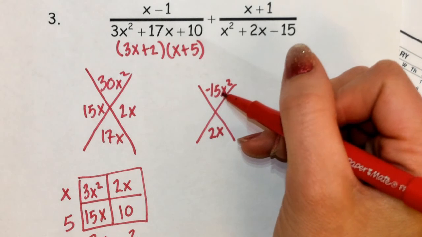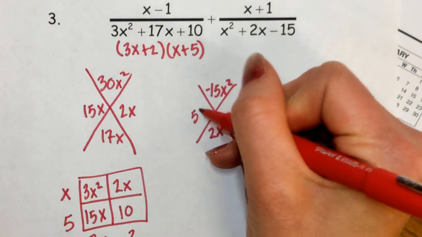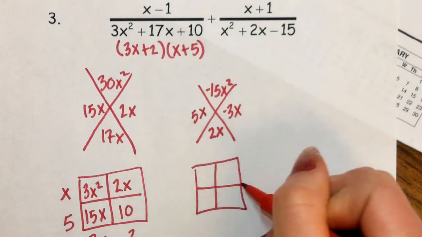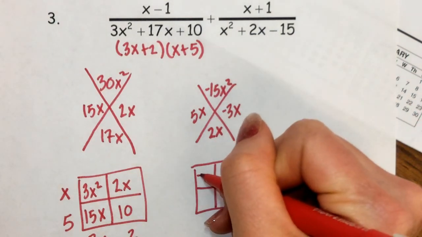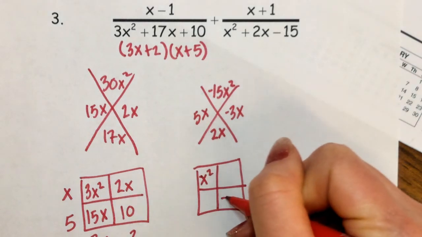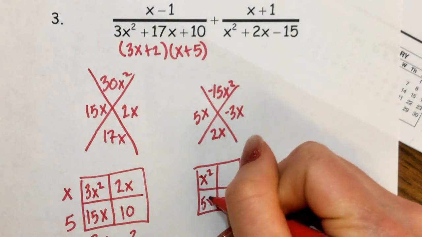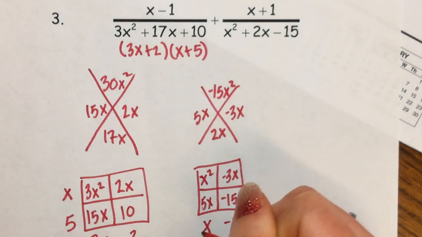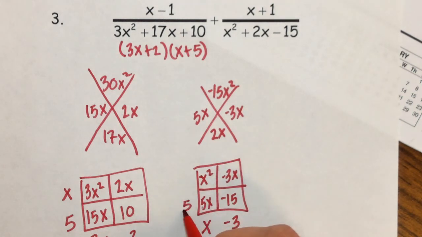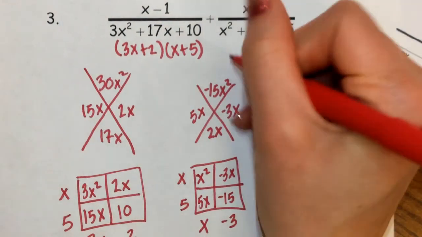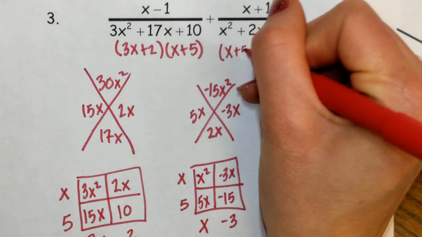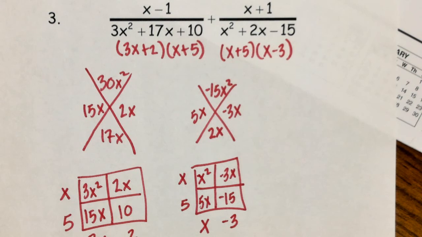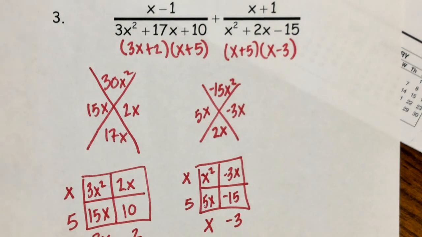So 15 is 5 and 3, so 5x and negative 3x. Add up to 2 and multiply to negative 15. So 5x and negative 3x. So here's negative 3. Here is 5 and x. So I get x plus 5, x minus 3. So those are factoring the two denominators.